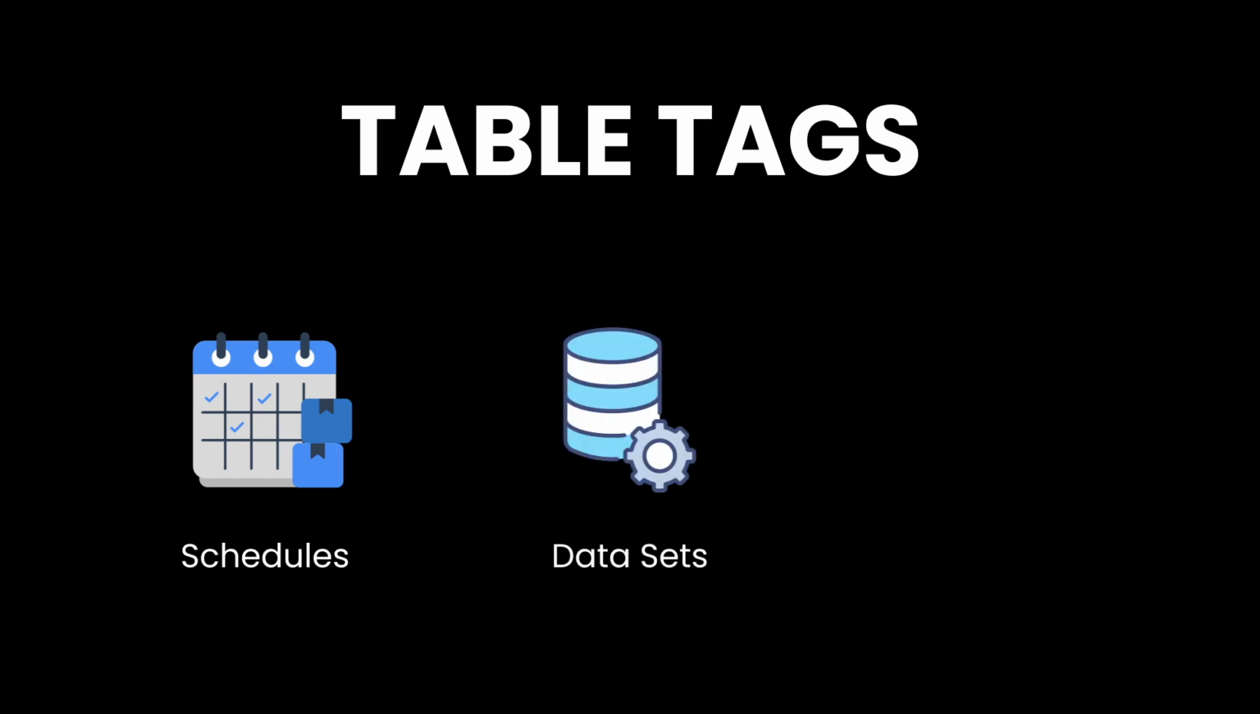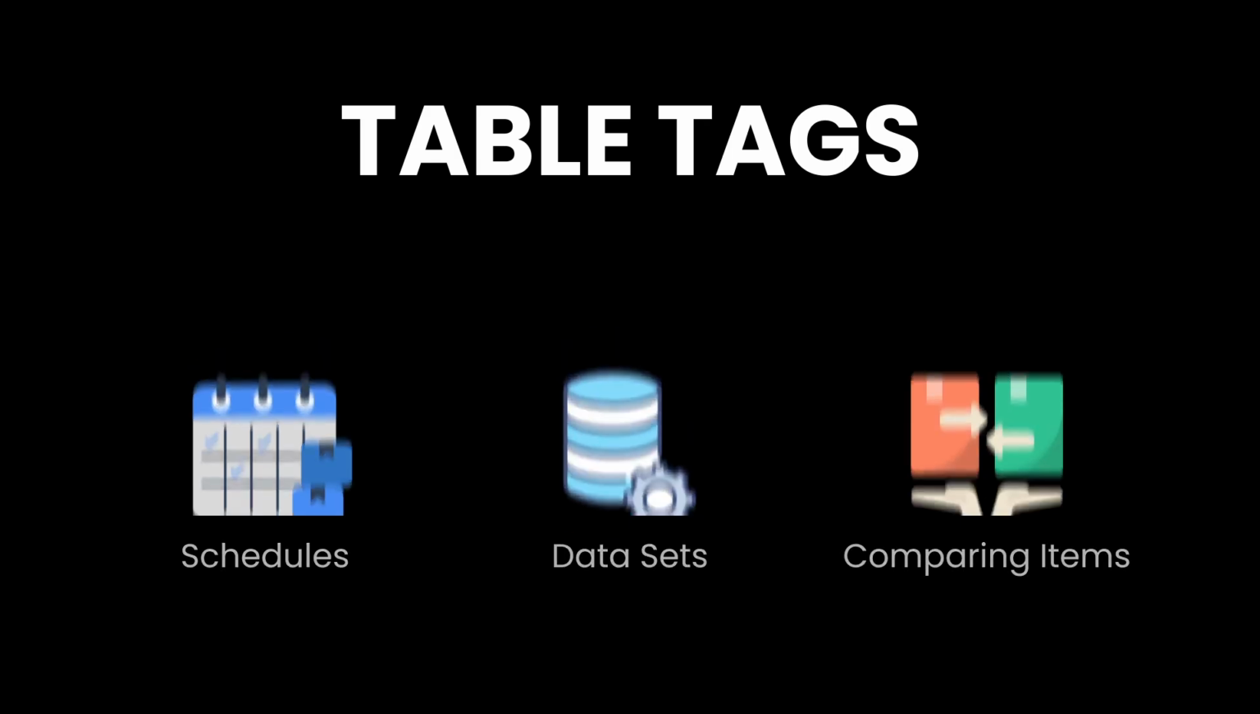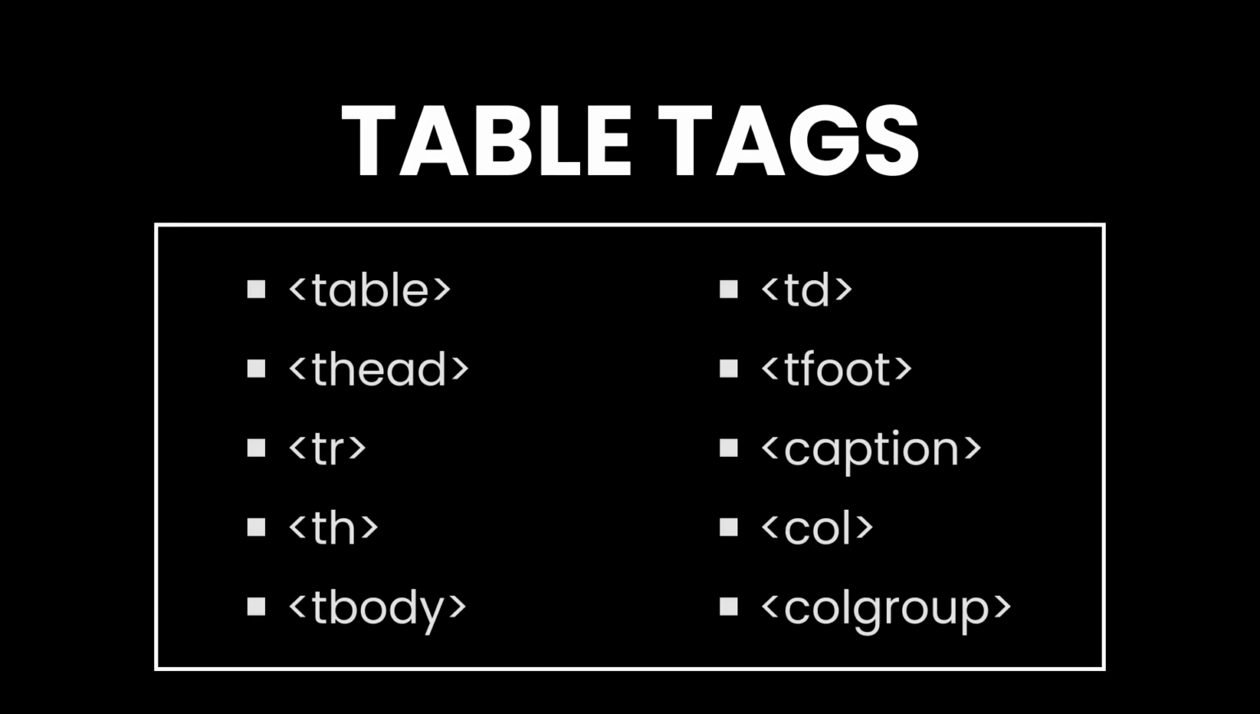In HTML, table tags are used to create tables that display data in rows and columns. Tables are helpful for organizing information, like displaying schedules, data sets, or comparing items. Each table is built using several specific tags to define its structure. The list of table tags include these tags.